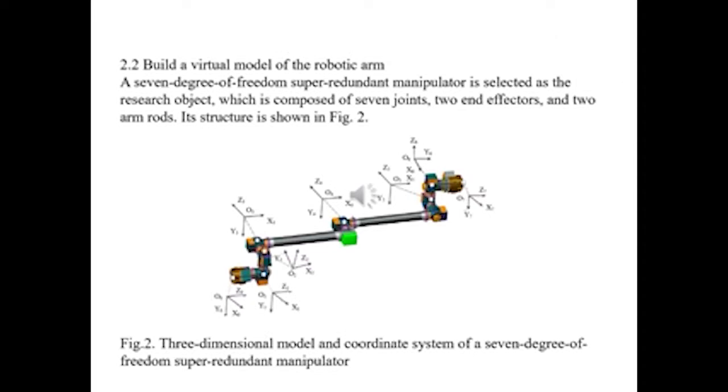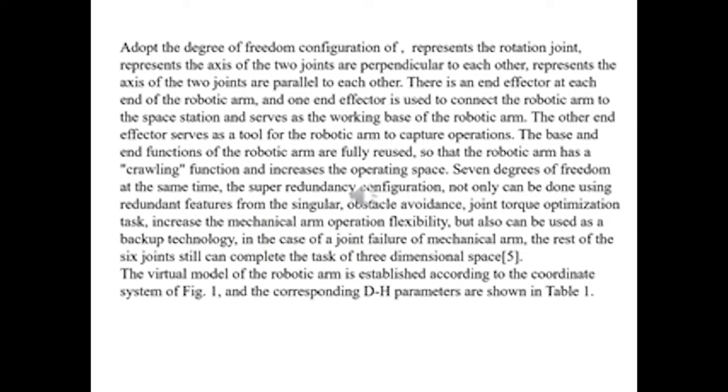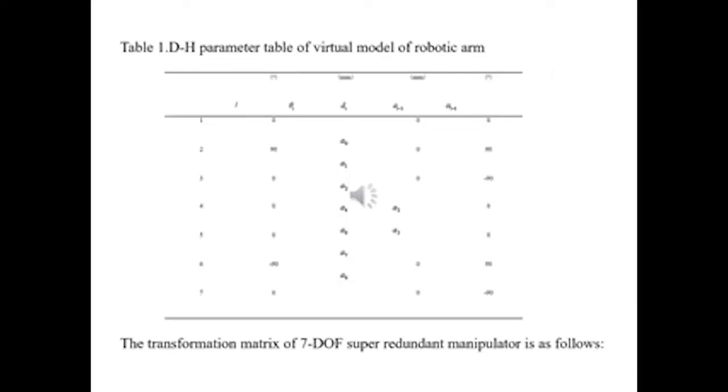Build a virtual model of the robotic arm. A 7-degree of freedom super-redundant manipulator is selected as the research object, which is composed of 7 joints, 2 end effectors, and 2 arm rods. Its structure is shown in Fig 2. The virtual model of the robotic arm is established according to the coordinate system of Fig 1, and the corresponding DH parameters are shown in Table 1. Table 1. DH parameter table of virtual model of robotic arm.